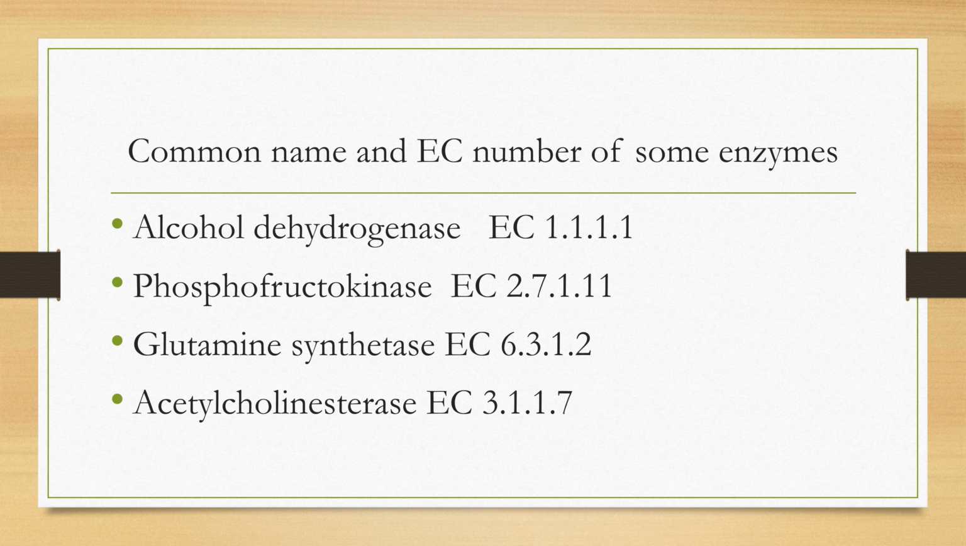Now glutamine synthetase, EC number 6.3.1.2. This comes under the sixth class, that is ligases. So glutamine synthetase comes under the class ligases. Acetylcholine esterase, whose EC number is 3.1.1.7, comes under hydrolases. The 3 was your third class, hydrolases. So acetylcholine esterase comes under the class hydrolases.